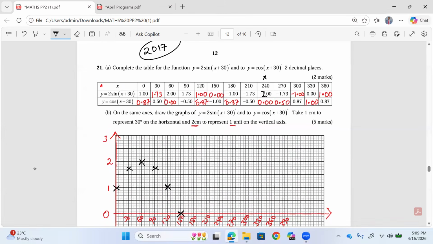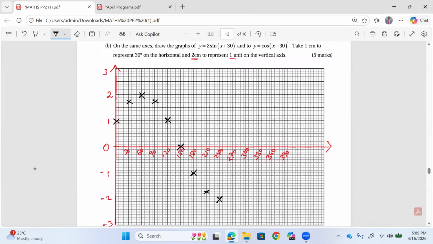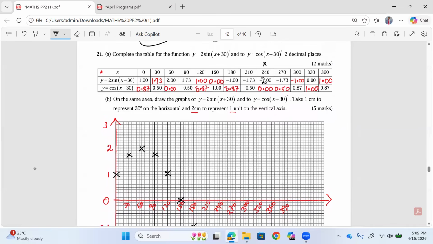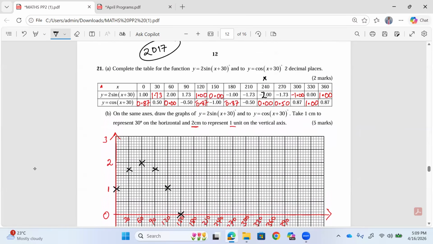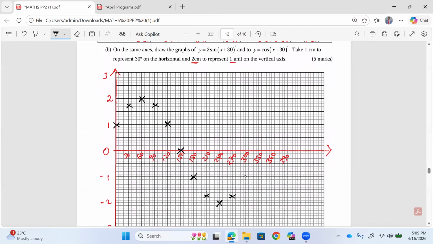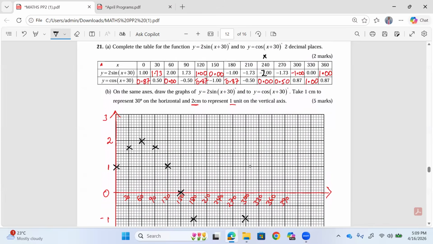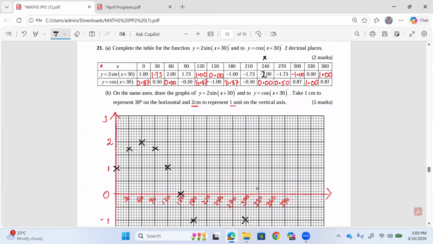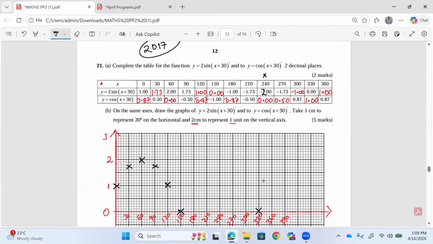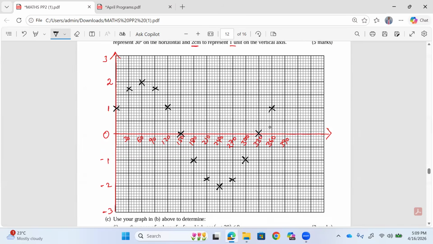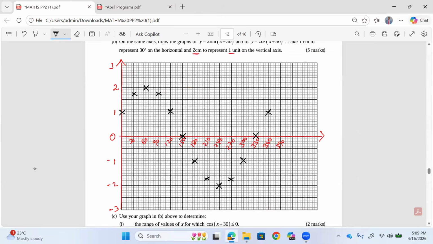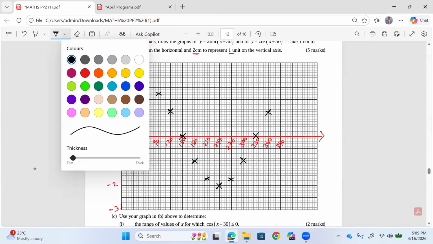But generally, a curve is supposed to be very smooth. That is why, according to how the curve was flowing, I doubted that value. At 270, negative 1.73. At 300, negative 1. At 330, 0. At 360, positive 1. So now that we have plotted, we can join the dots and come up with the curve.